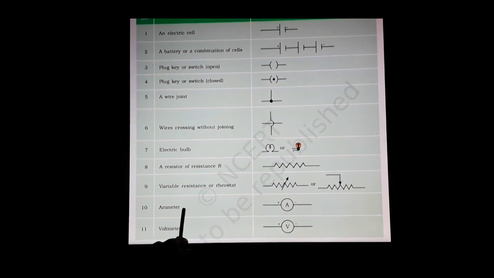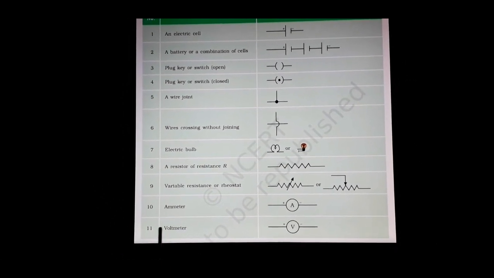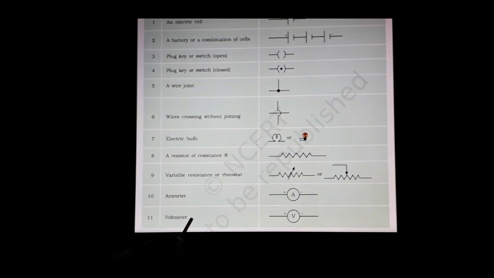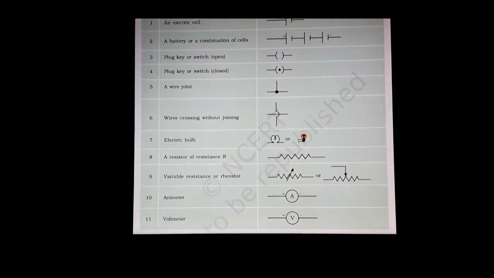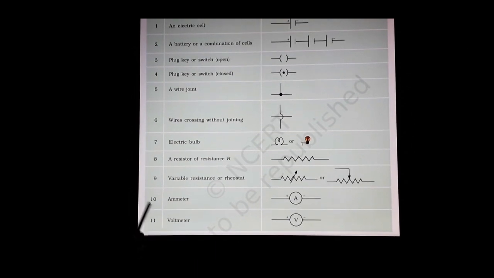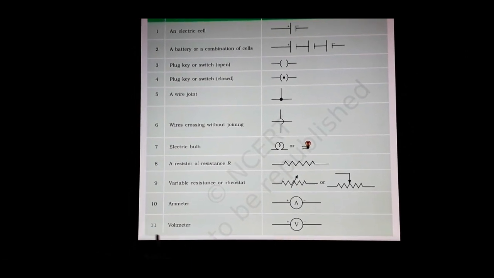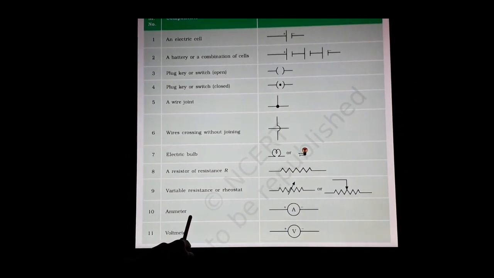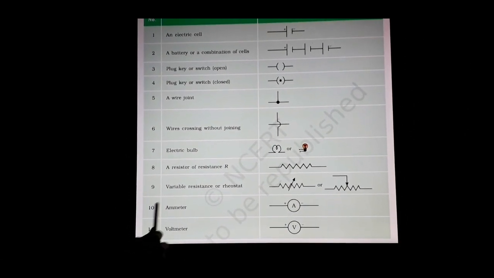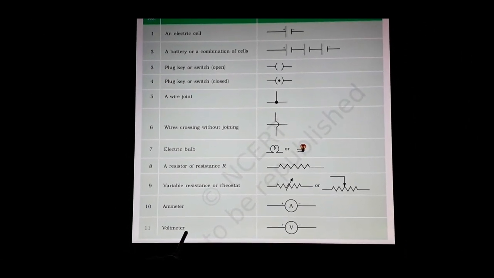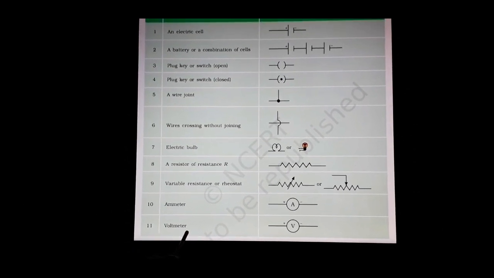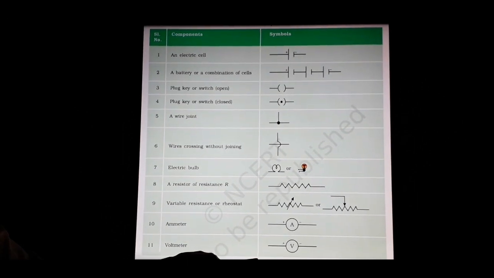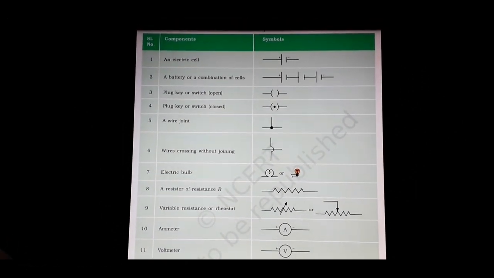Now, next one is the ammeter and the further is the voltmeter. Now, you'll be wondering which device is used to measure the electric current and which device is used to measure the potential difference. So, here's the answer. Ammeter is the device which is used to measure the electric current, and the voltmeter is the device which is used to measure the potential difference. Now, here are the symbols of these components. You may note that in your notebook.